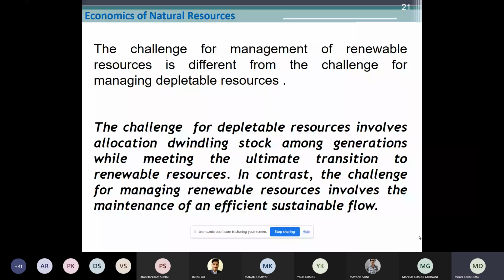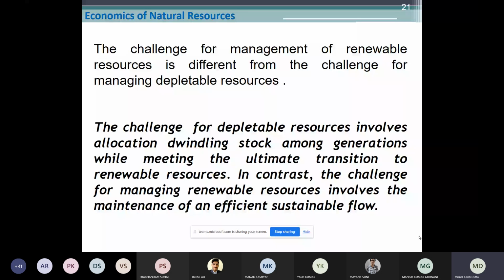Compared to that, the challenge for managing renewable resources involves the maintenance of an efficient, sustainable flow. Of course, in the case of renewable resources, as we know, economic life can be extended by regeneration of the resources. The idea here is to manage the resources in such a way that a sustainable flow of the resources is maintained over a period of time. Because sometimes the demand might be high, at some point of time the demand might be relatively low. In these different fluctuating demand situations, the target will be to make the supply available so that the demand at different points of time can be efficiently sustained or managed. So these are the challenges for management of the two different types of natural resources, one depletable resource and the other renewable resource.